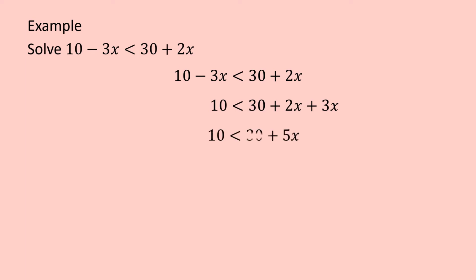Then subtract 30 from both sides. Finally, you can divide both sides by 5. So you will get the answer minus 4 is less than x. Note the alignment here, the inequality sign.